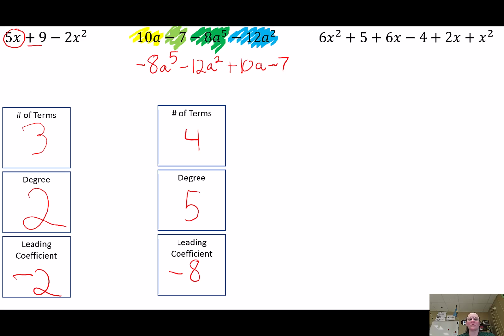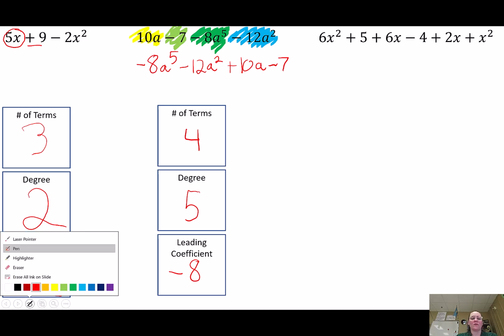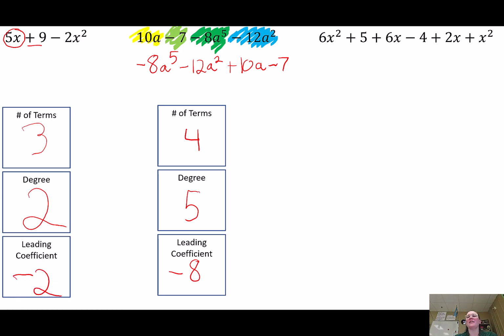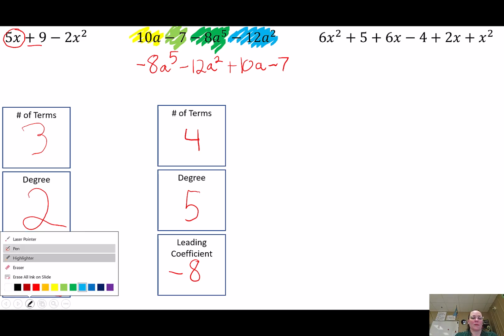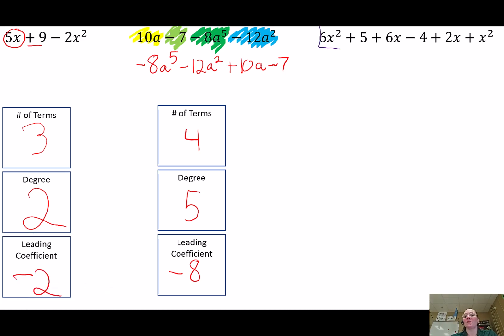All right, let's look at this last one really quick. The first thing I want to look at is, do I have any like terms? Because we've got a lot going on here. I've got x squared and x squared. So 6x squared plus 1x squared gives me 7x squared. I have 2 constants that I can add together, 5 plus a negative 4, or 5 minus 4, which gives me a positive 1.